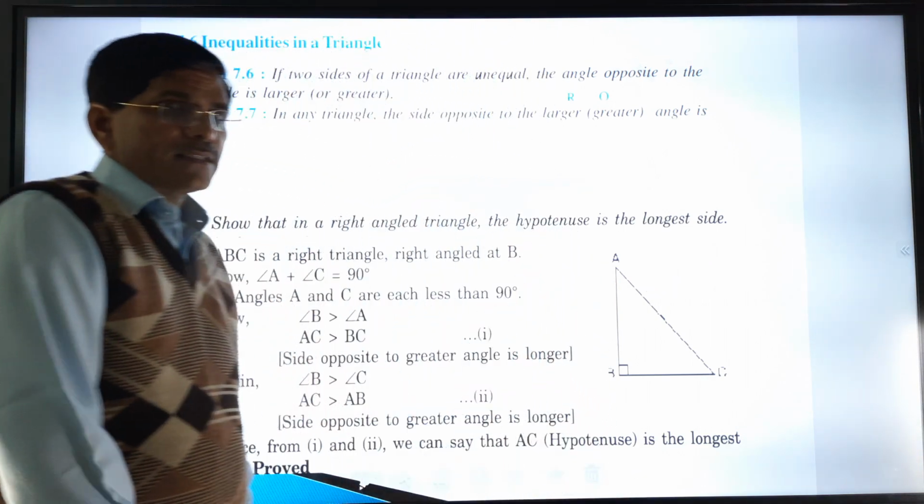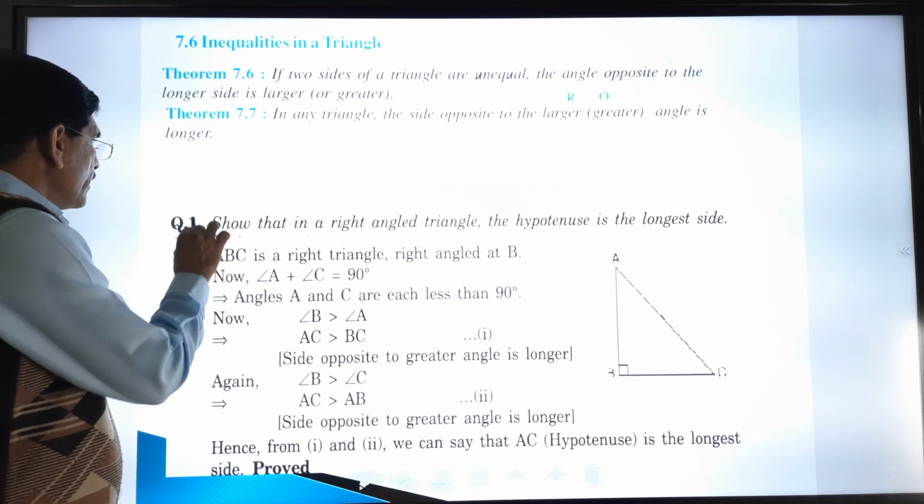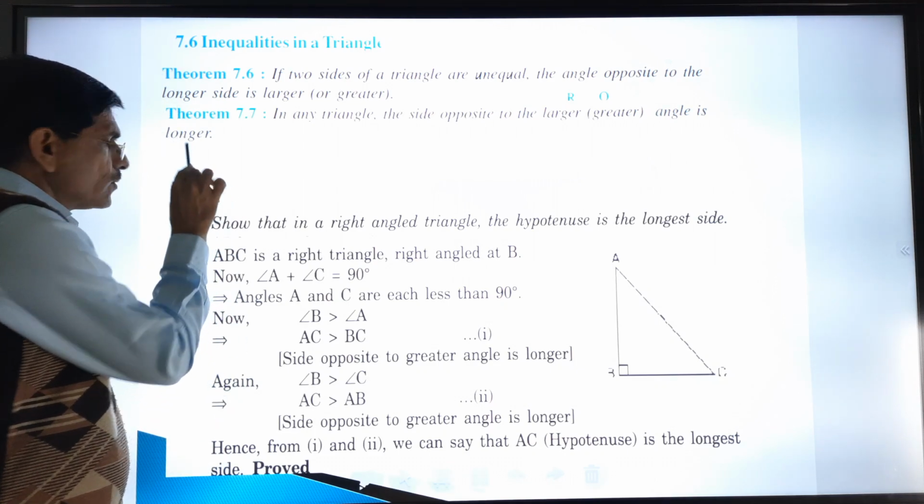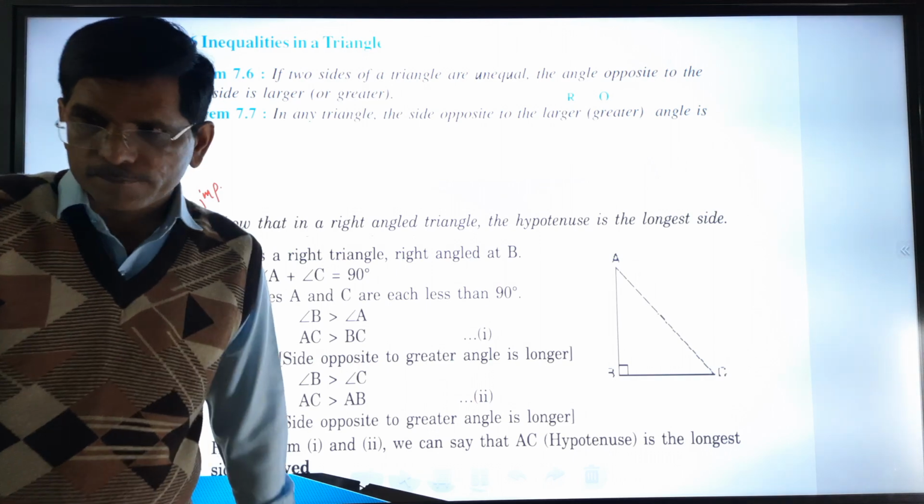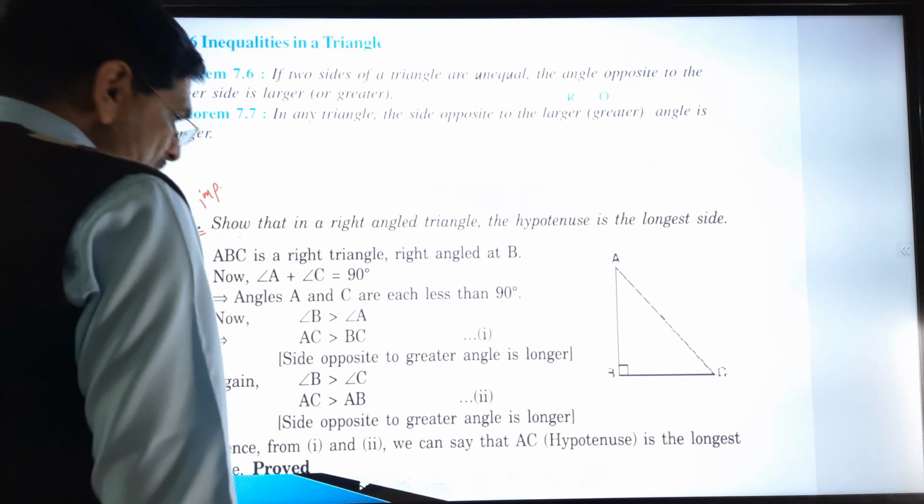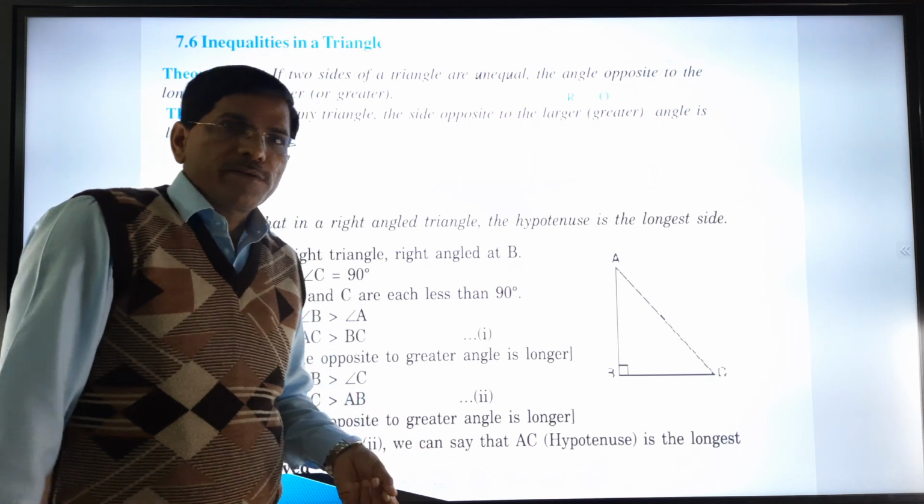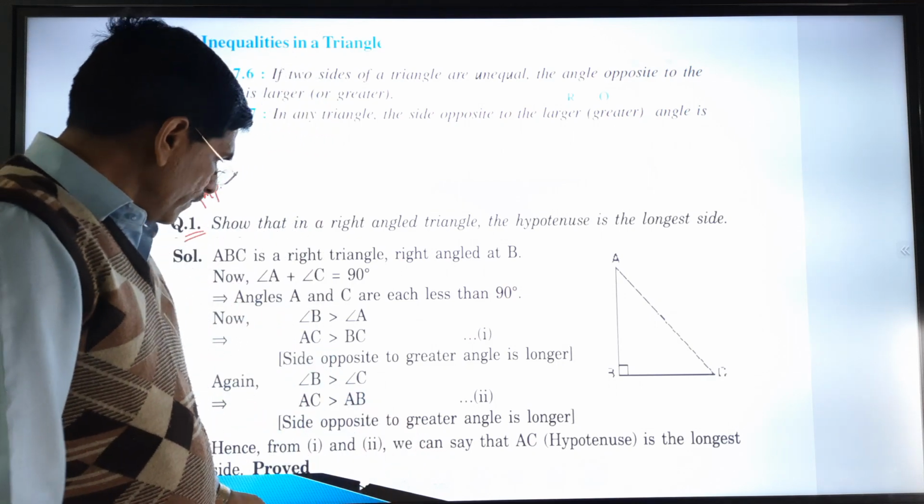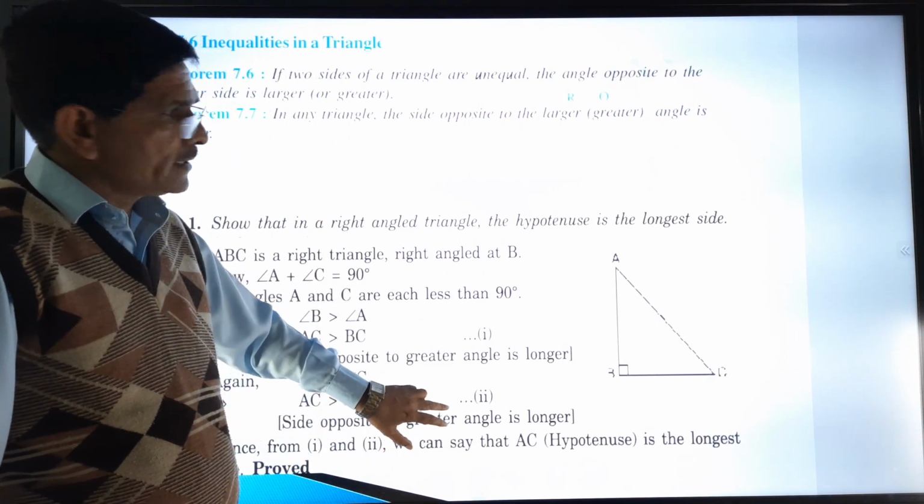I hope you have understood, and it's important everywhere. So write it now in rough. So if you have written it, then we go for the next sheet.